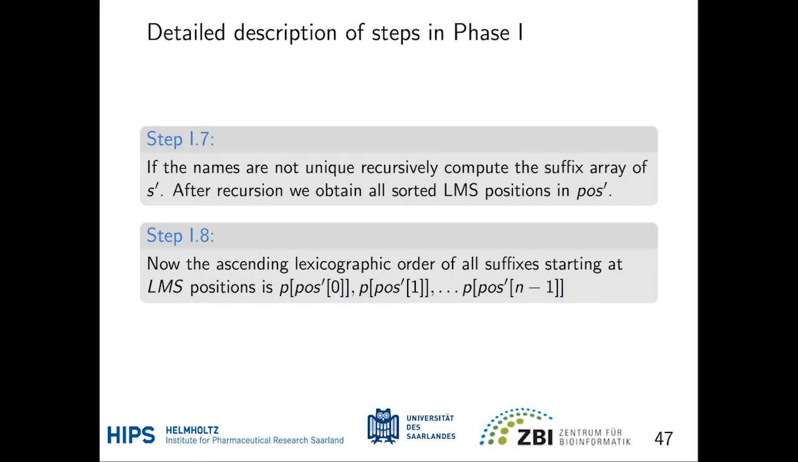What we do here, we just apply the same procedure to the suffixes defined by the string s prime. After recursion, this gives us the correct ordering of the LMS positions in pos prime. And now we can define the ascending lexicographic order of all suffixes starting at LMS positions.